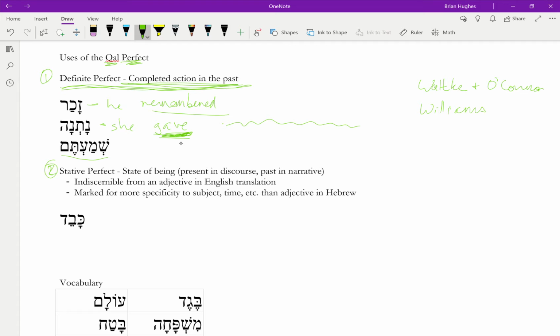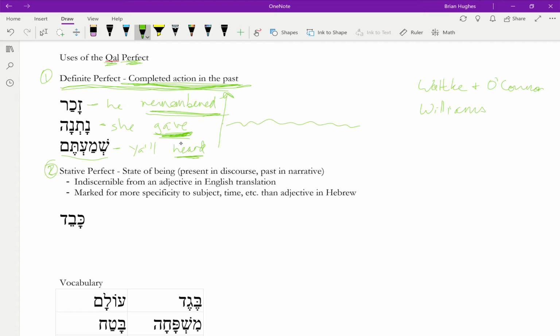Shematem. Here we have, y'all heard, again, it's completed action. It's done. And it happened in the past. So this definite perfect action, we're going to translate it in English with this completed action in the past idea.